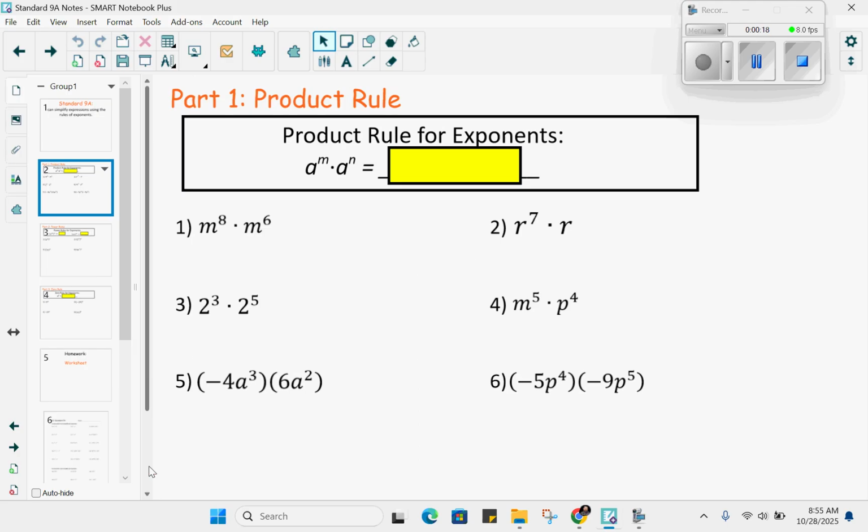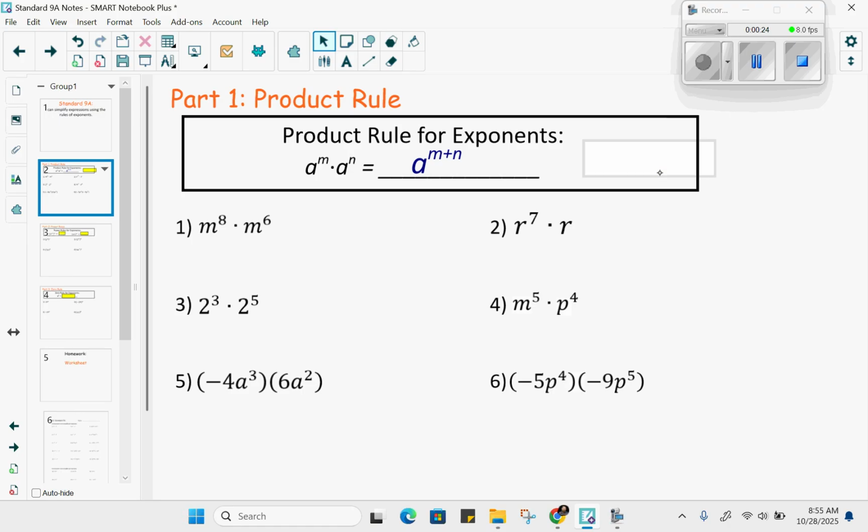I have to close this off right away. So here's what we need to know. The product rule for exponents. If we take A, so the same base, the A's match, A to the M times A to the N, we're going to get A to the M plus N. What it's saying is if the base matches, we add the exponents.